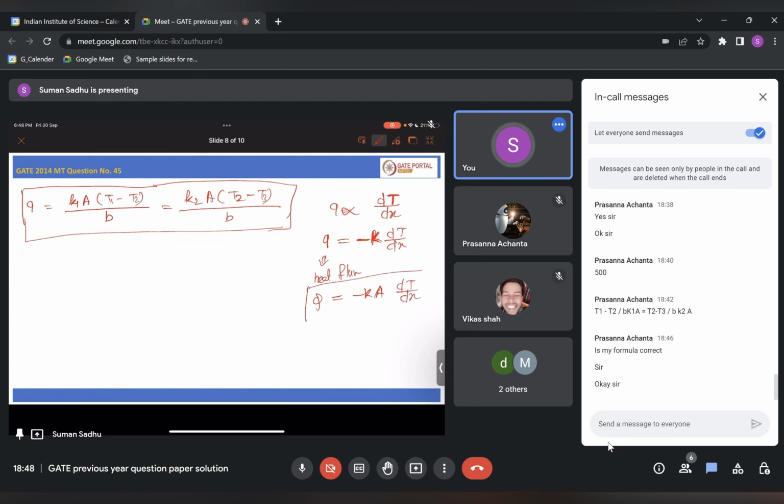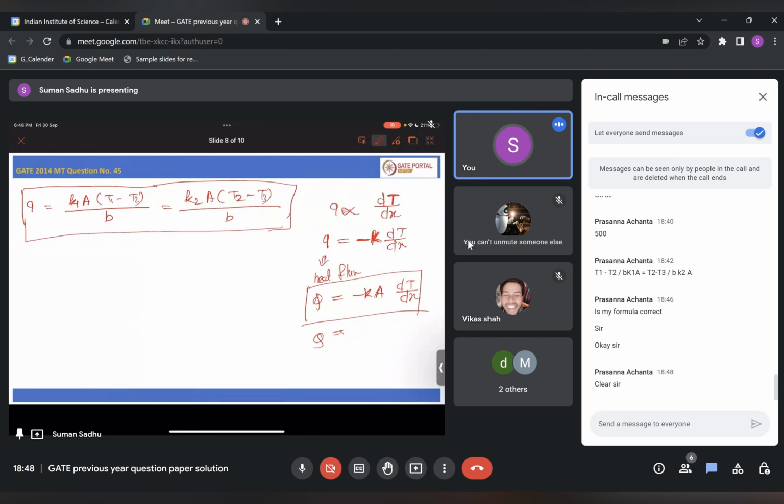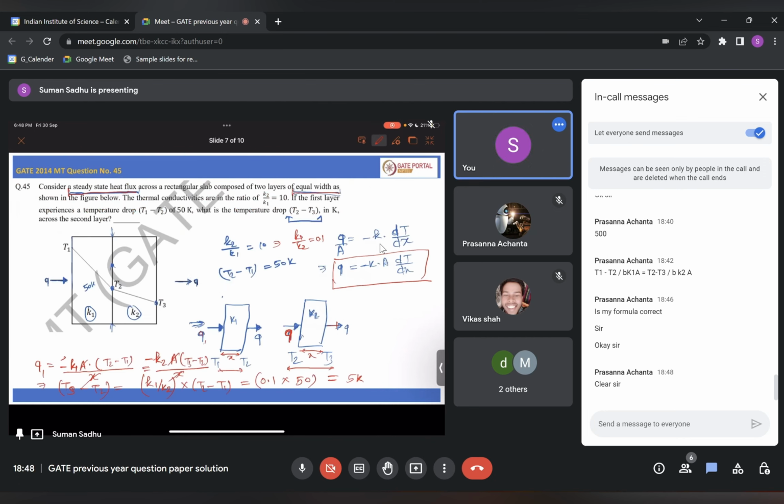For steady state, this total Q or heat flux will be the same, so there will be no heat accumulation at the interface. So this will be the formula. You know the K1 by K2 ratio, A and A will cancel out, D and D will cancel out, because the area is the same and the thickness is also the same. So just by doing the ratio, you can calculate T2 minus T3. In this case, the answer will be 5 Kelvin, not 500.